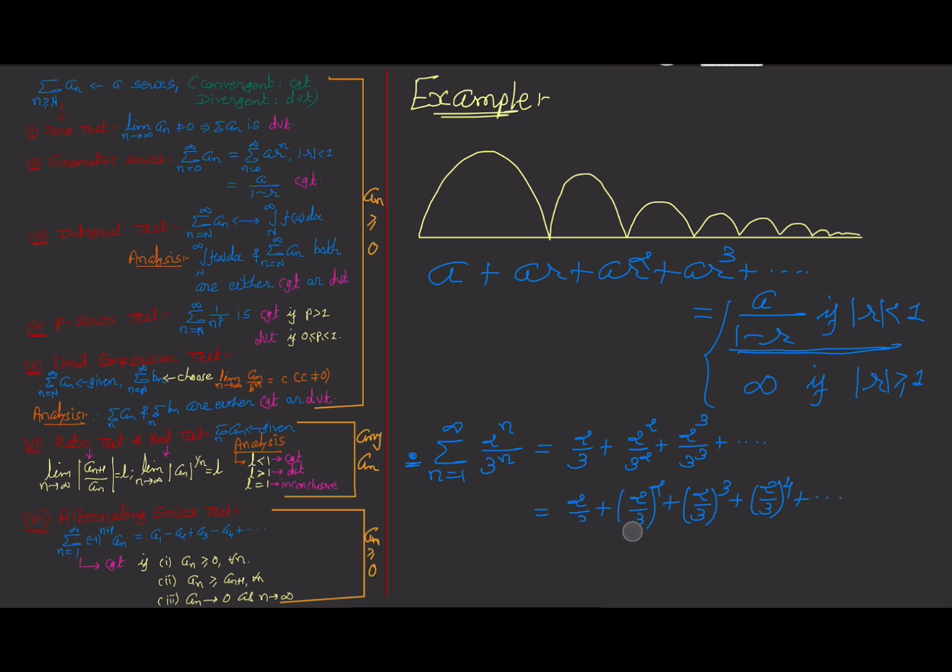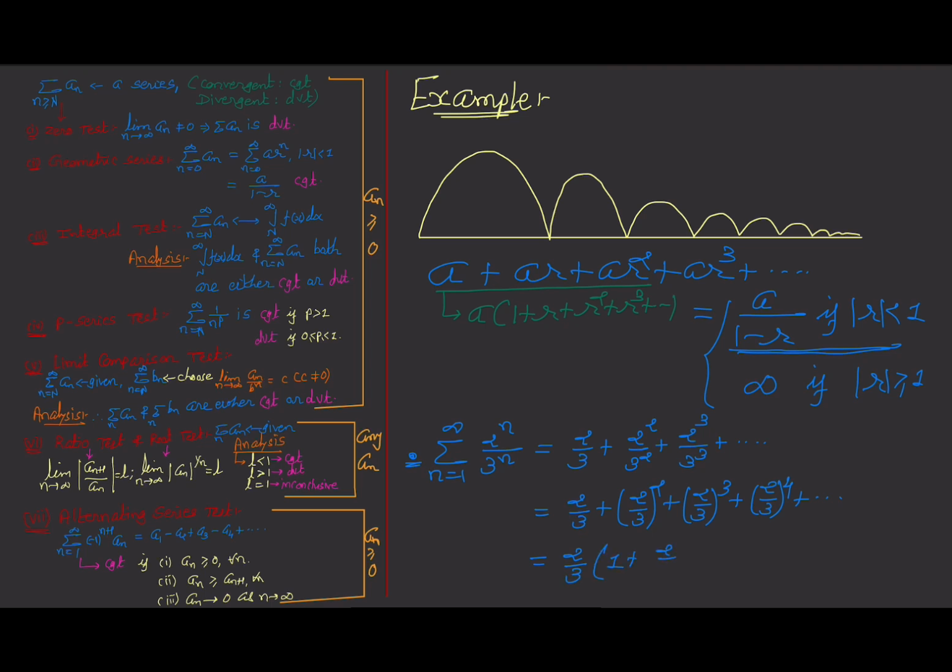Now if you compare this series with this one, then the first term is a, which is 2 upon 3, plus 2 upon 3 into 2 upon 3 because we need a into r, right? So in general, if you observe this, then this is nothing but a into 1 plus r plus r square plus r cube and so on. So to get this relation, I take 2 upon 3 common here.